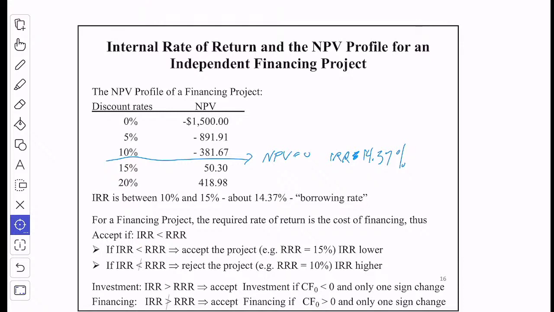So now, because it's a finance project, we interpret the internal rate of return as a borrowing rate. We want it to be lower than the discount rate. Okay. So if the internal rate of return is lower than the discount rate, accept the project.